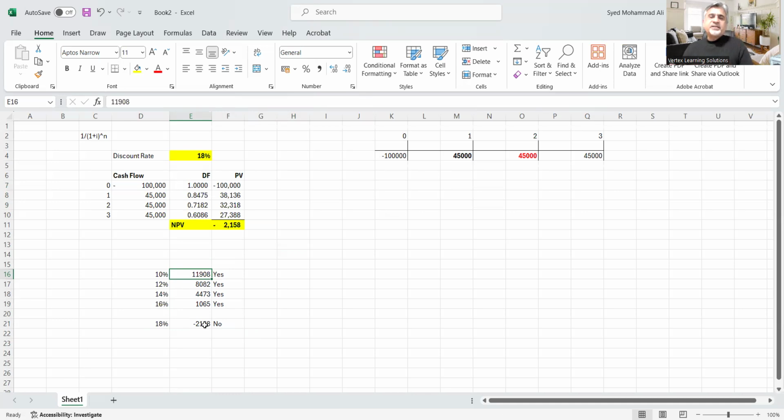A moment ago, you said, please discount it at 10%. I'm doing the project. Discount it at 12%. I'm doing the project. Discount it at 16%. I'm doing the project. Discount it at 18%. I'm not doing the project. The project is the same. Cash flows are the same. Whatever goes from your bank and whatever comes into your bank is the same thing. Then why do you change your mind? You change your mind because you are discounting at a higher discount rate.